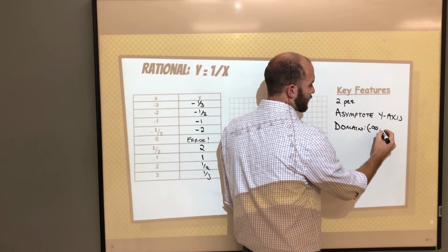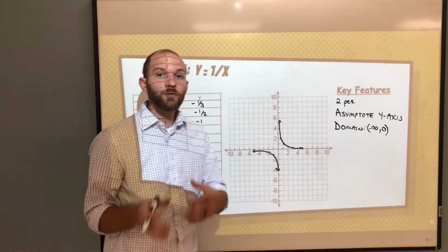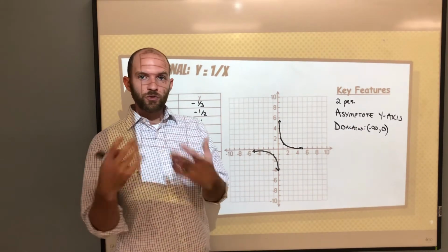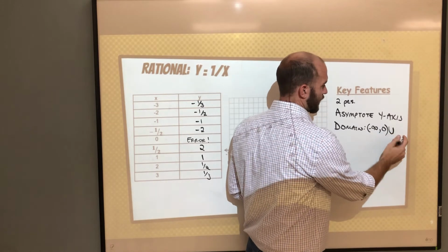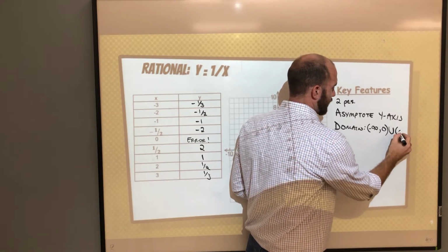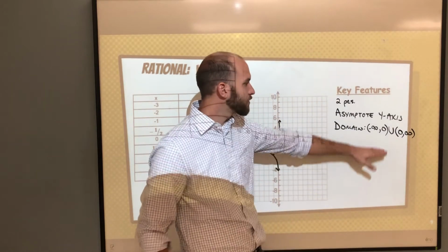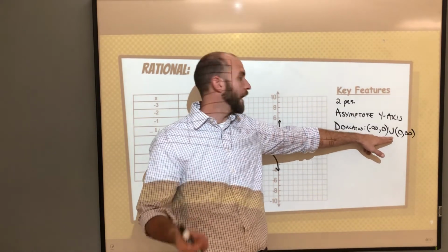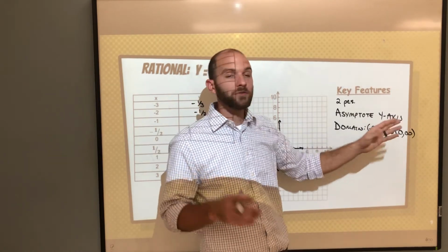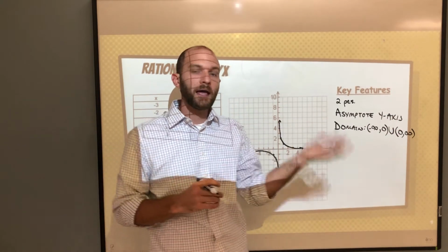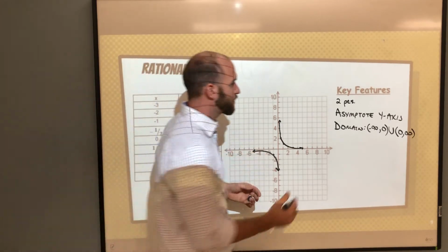Negative infinity, we said we can't have 0, so we're going to put a parentheses around it, but we also have another piece to it. And so we use what's called the union, which looks like a capital U without the little tail. And we're going to pick back up at 0, and we're going to go to infinity. So all this means is that we have a break in the graph where the x value is 0. We can be all the numbers up to 0, all the numbers past 0, but it just can't be 0 itself.